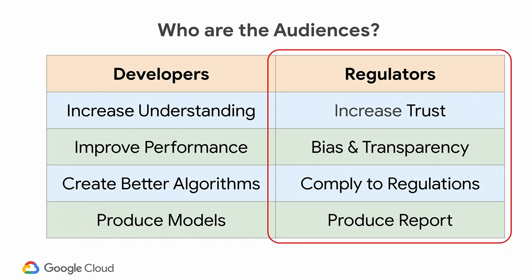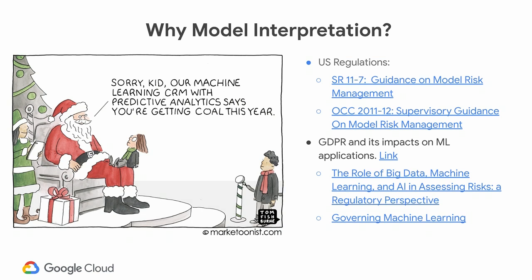So clearly, the two audiences are very different. And therefore, when you look at the regulator's perspective, the entire scope of model explainability changes. How you do the explainability and how you report are very different. There's a funny picture which shows why we want to do model explanation: we want to create transparency, trust, and a better understanding.